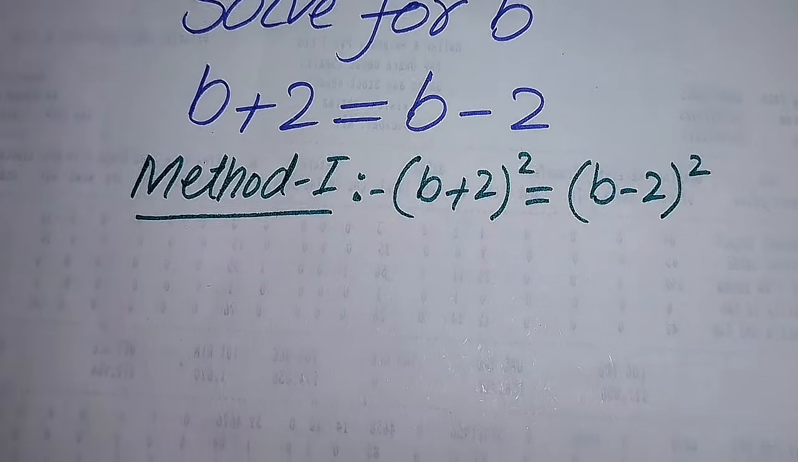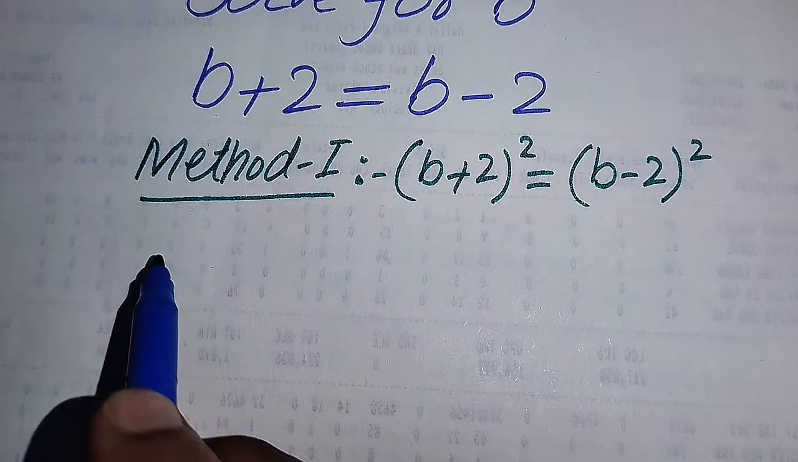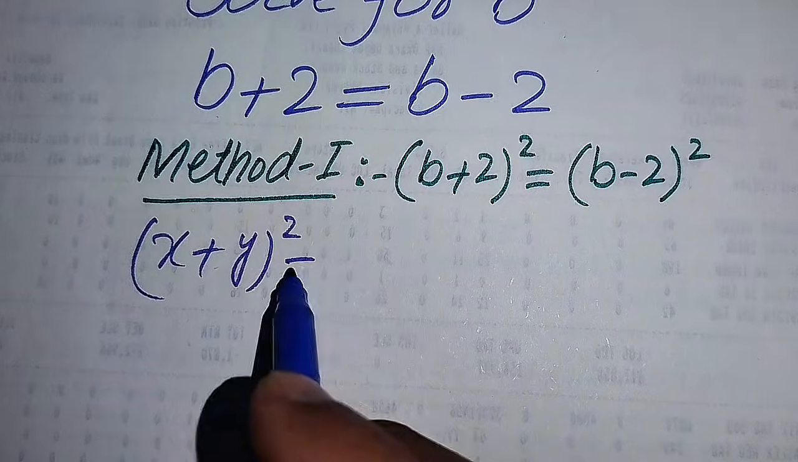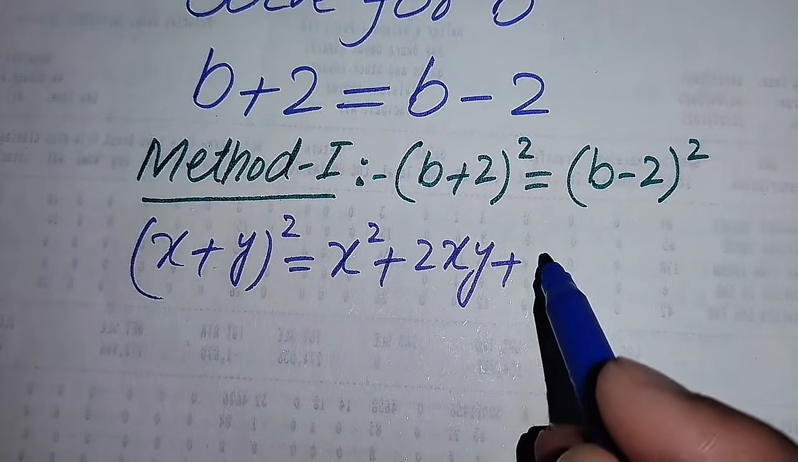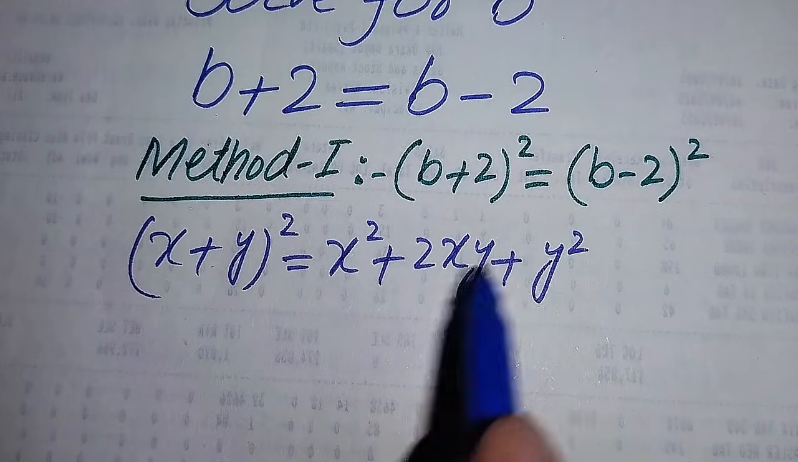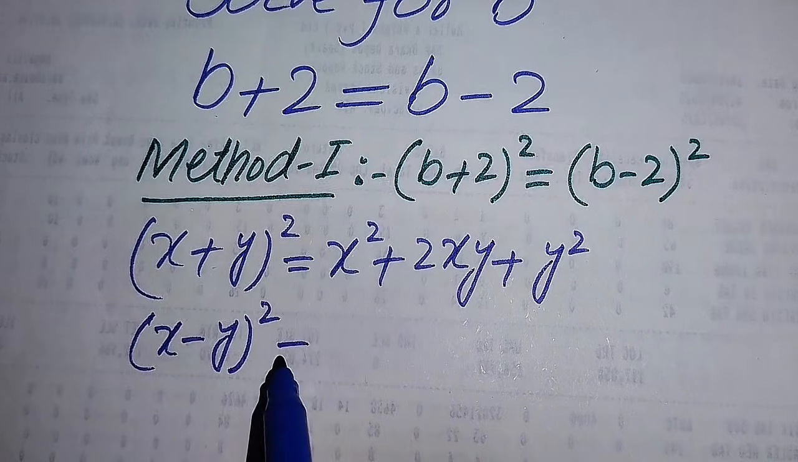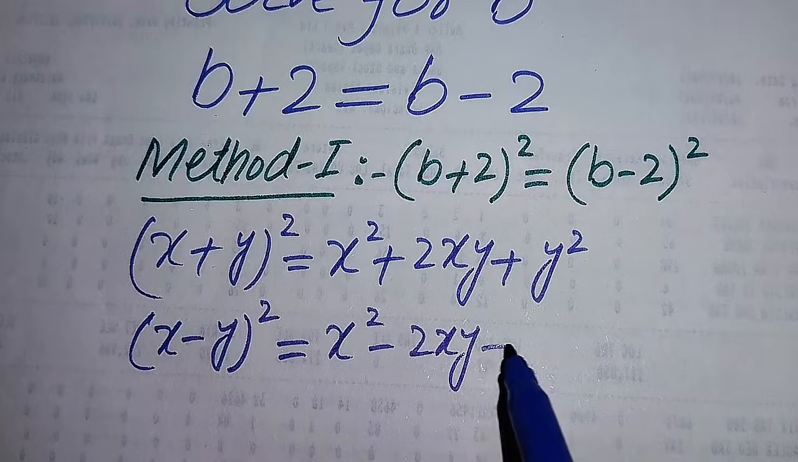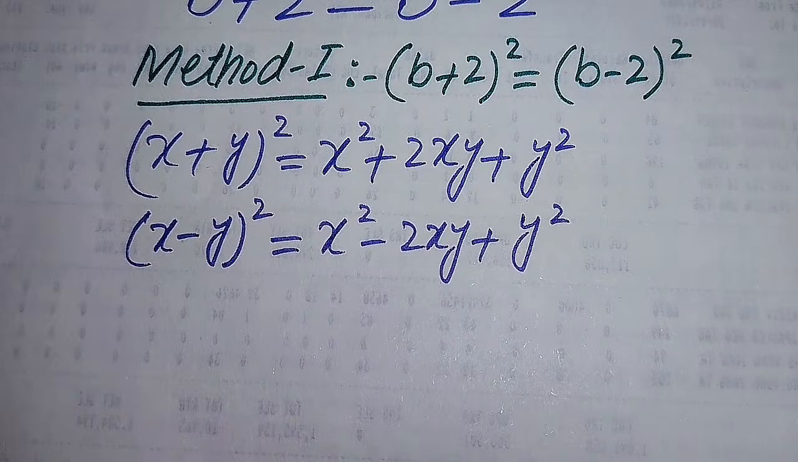And now in the next step, we need to use the nice algebraic formulas you know about. We have (x + y)^2 = x^2 + 2xy + y^2. Similarly, on the right hand side, we need this formula: (x - y)^2 = x^2 - 2xy + y^2. So we need these two formulas to solve the above equation.